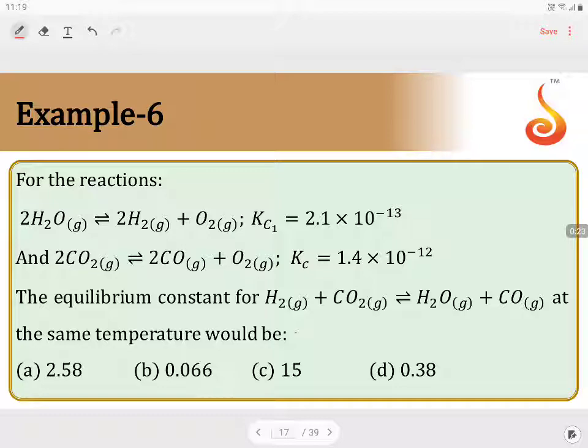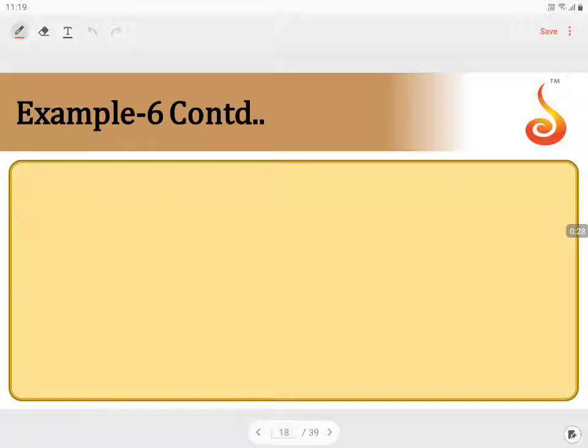If you see, this equation has come from the two equations given to us. So what are the two things we have? 2H2O gives rise to 2H2 plus O2. This is one equation. Let us say this is having equilibrium constant K1. The second equation given to us is 2CO2 gives rise to 2CO plus O2, whose equilibrium constant is given as K2.